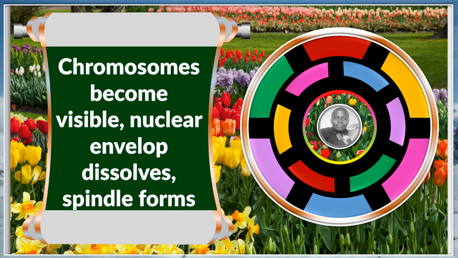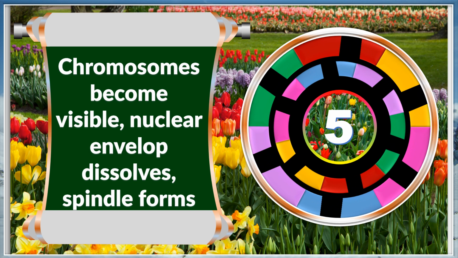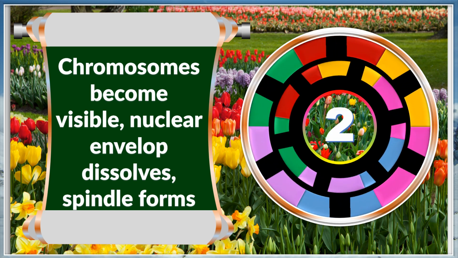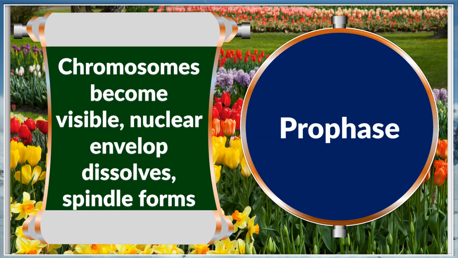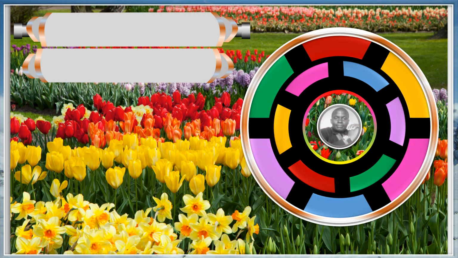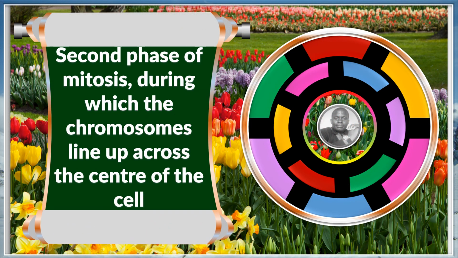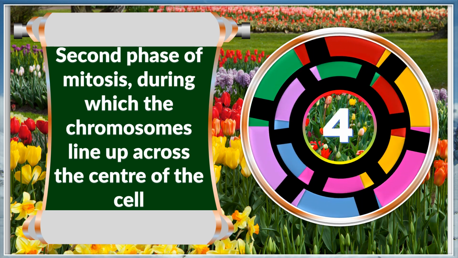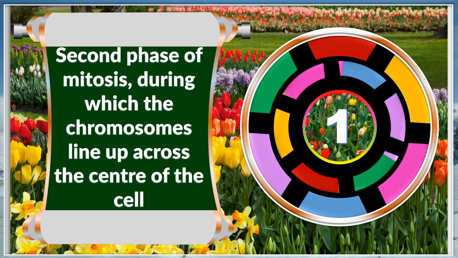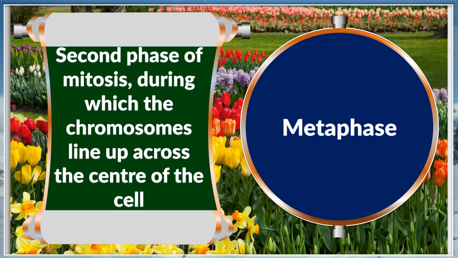Chromosomes become visible, nuclear envelope dissolves, spindles form. Prophase. Second phase of mitosis, during which the chromosomes line up across the center of the cell. Metaphase.